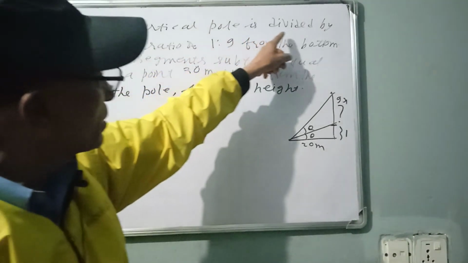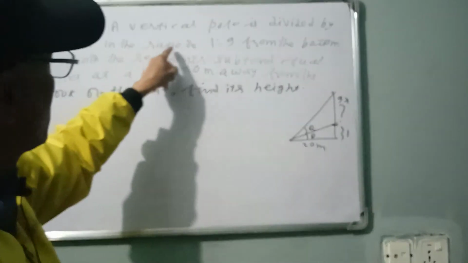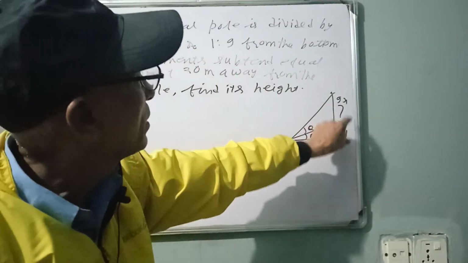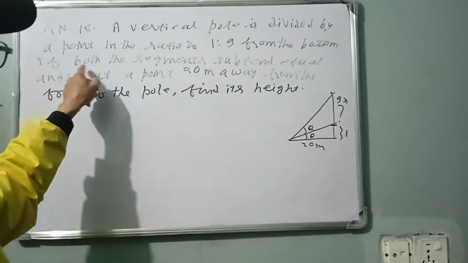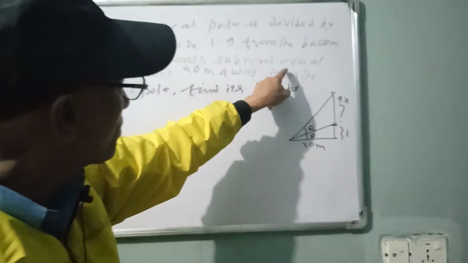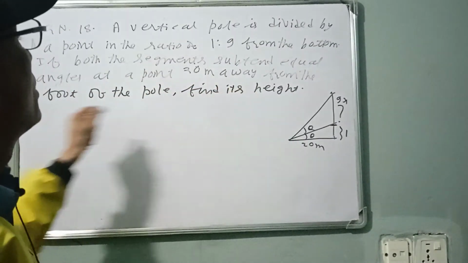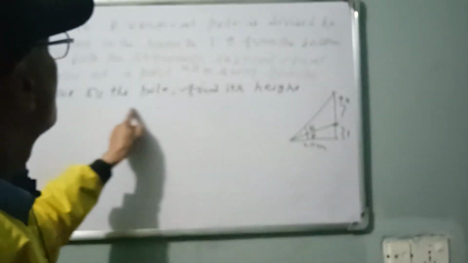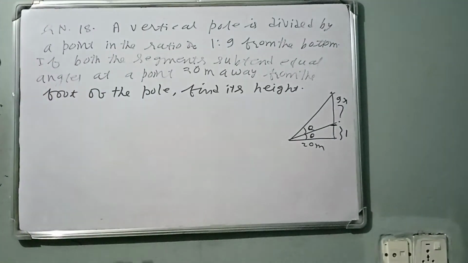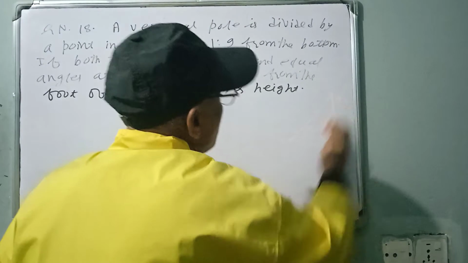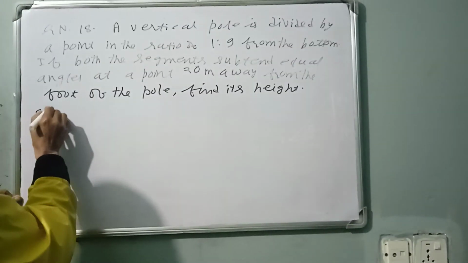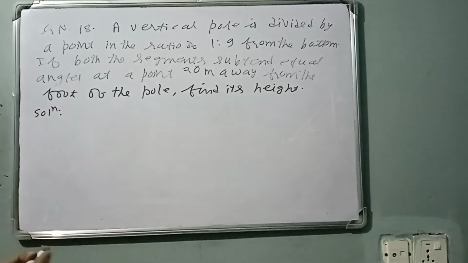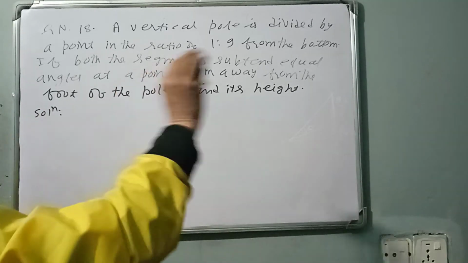A vertical pole is divided by a point in the ratio of 1:9 from the bottom. If both the segments subtend equal angles at a point 20 meters away from the foot of the pole. Find its height. How to draw the diagram? To draw the diagram, first of all, I'll just rub the whole one.